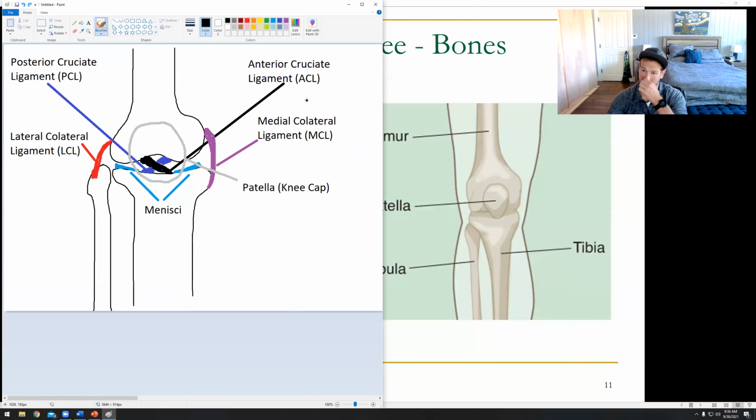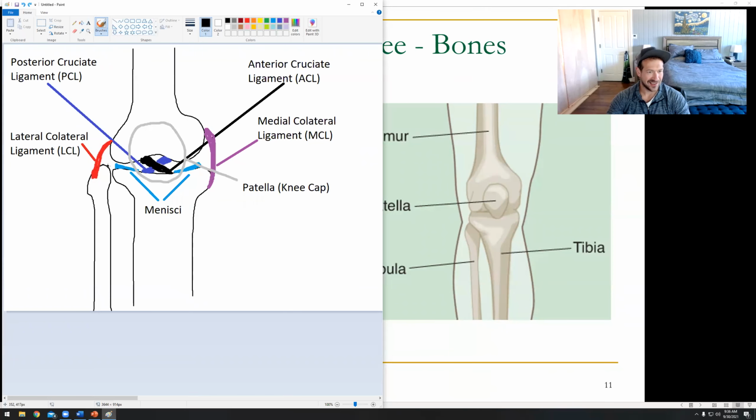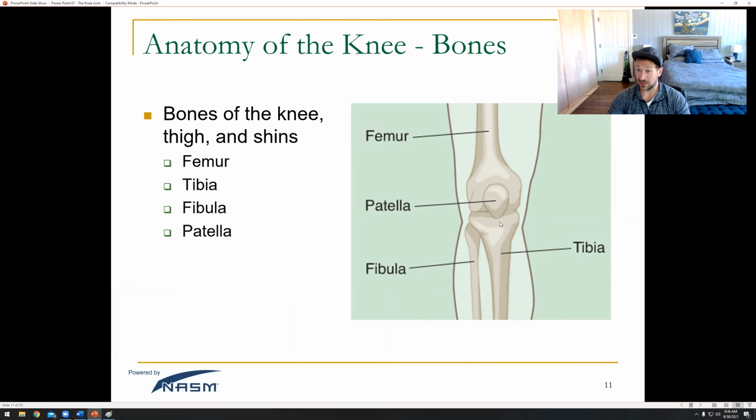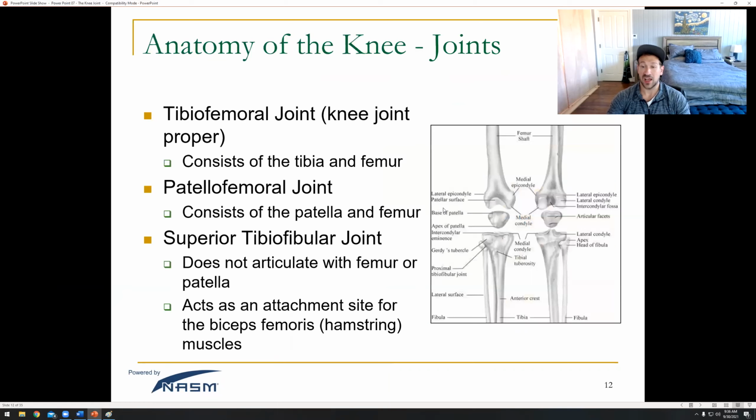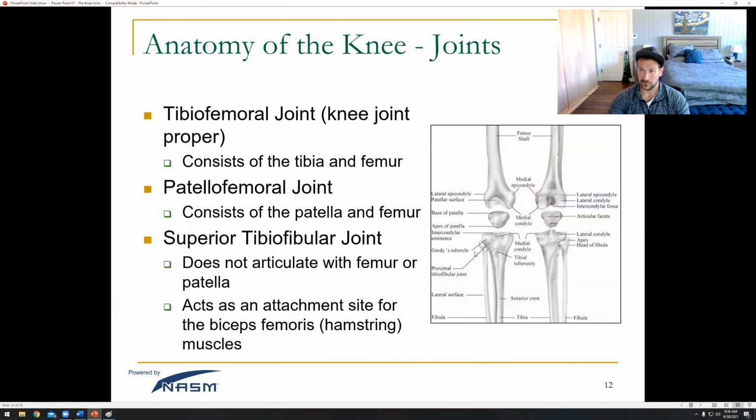There is not a direct connection there. This actually lives underneath right here, right? Which is, again, I should have put this down here a little bit further, but that's where this lives. It lives underneath. So there's a joint between the fibula and the tibia, but there's not a joint between your fibula and your femur. But the big joints we're going to talk about, we've got your tibiofemoral joint. That's the proper knee joint, right?